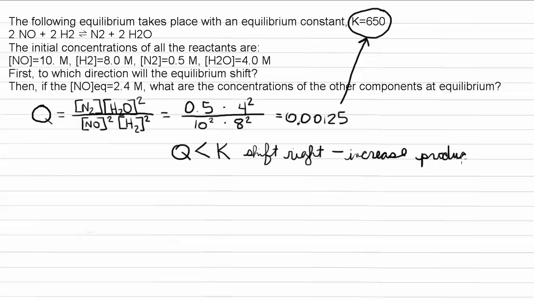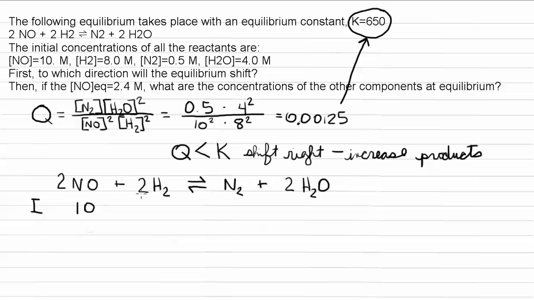So let's figure out this ICE table to determine what our equilibrium concentrations are. So I'm going to rewrite our equilibrium expression here. 2NO plus 2 hydrogens is in equilibrium with nitrogen and 2 waters. Our ICE table is all set up, so our initial value of the NO is given to us here. Our initial value of NO is 10 molar. Our initial value of hydrogen is given here, 8 molar. Nitrogen is half molar. Water is 4.